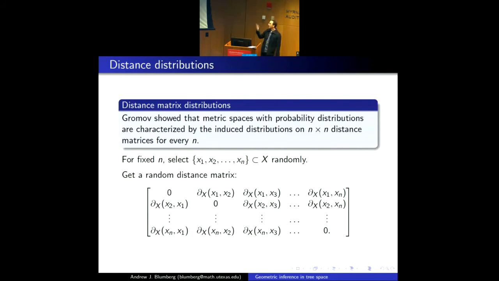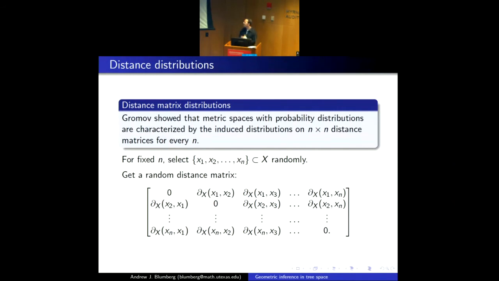So you have a probability measure on some set with distances, and you take a sample, and now you form a matrix where the entries of the matrix are the pairwise distances between the samples. Okay, that's what this is. And you have an induced distribution now on the set of matrices. And if you think about this as the number of points goes to infinity, the theorem is that this uniquely characterizes the original probability distribution on your space.